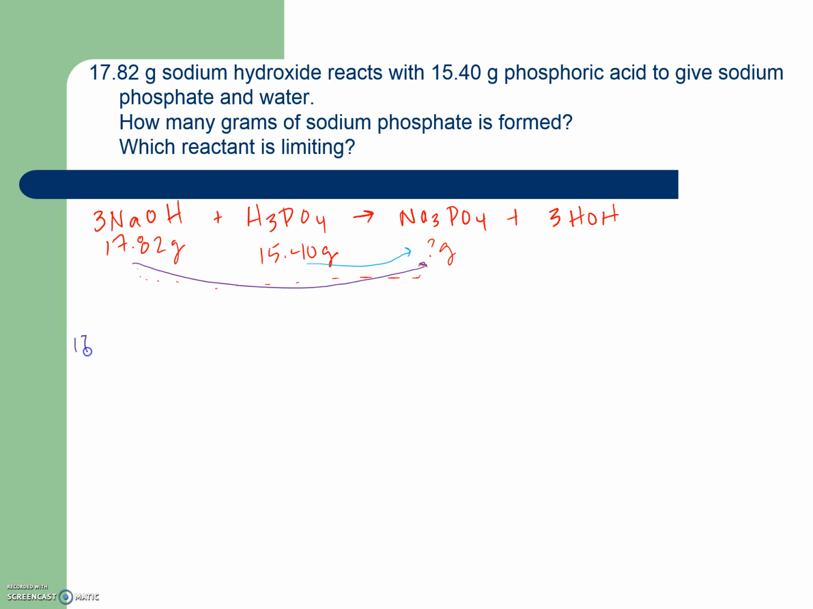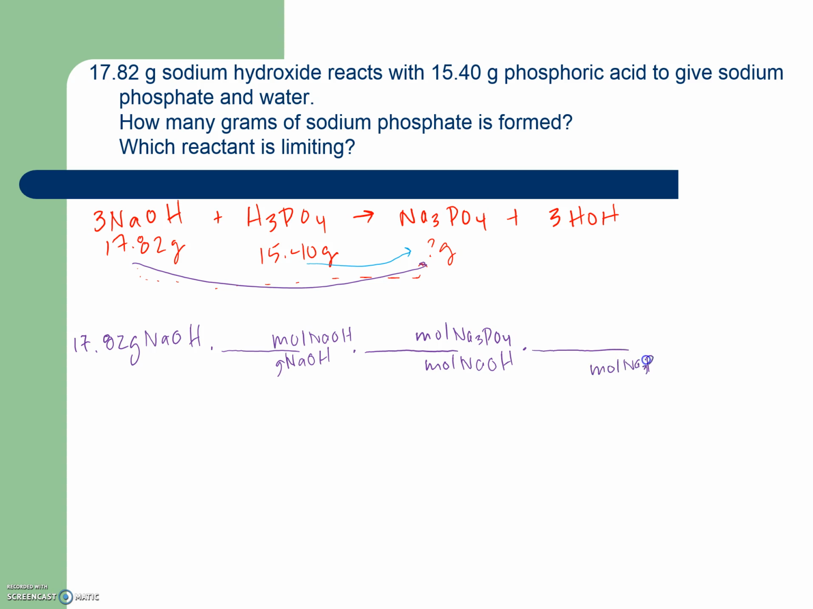So I'm just going to do 17.82 grams of NaOH. I get rid of grams of NaOH and convert to moles of NaOH. I'm getting rid of moles of NaOH, and I'm converting to moles of Na3PO4. I'm getting rid of moles of Na3PO4, and I'm converting to grams of Na3PO4.